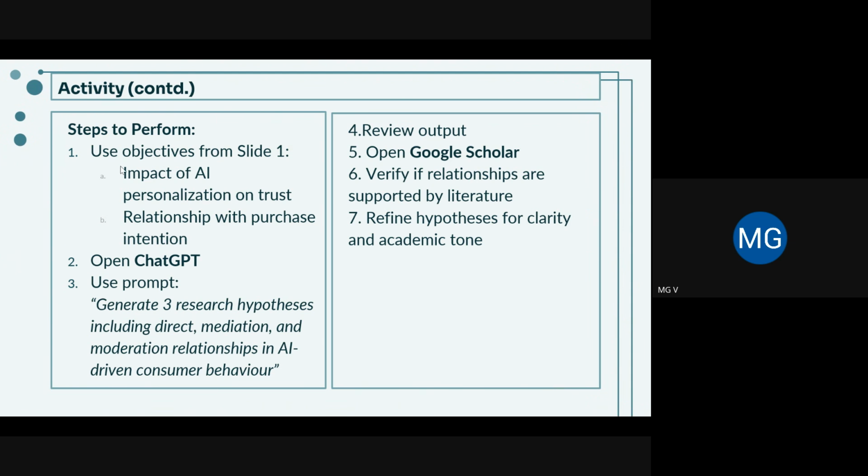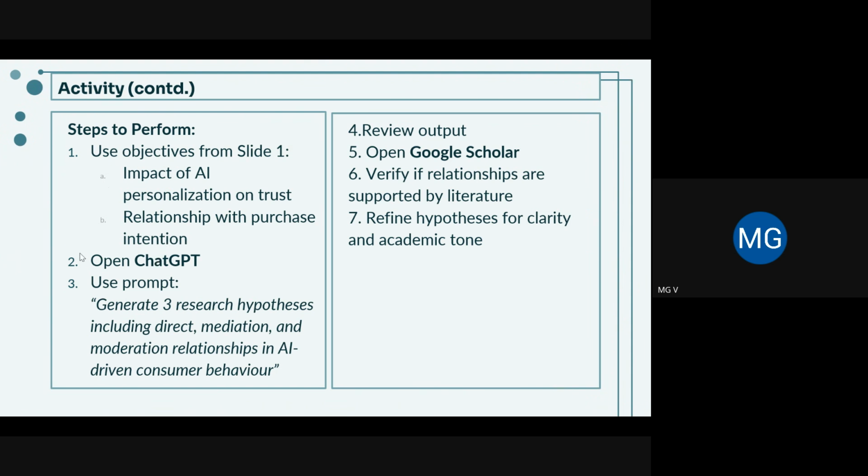Like the objectives were impact of AI personalization on trust, and second, relationship with purchase intention. So we are taking these 2 objectives from the first slide today that we have discussed. Then we can open the ChatGPT and we can use the prompt, generate 3 research hypotheses, including direct, mediation, and moderation relationships in AI-driven consumer behavior.